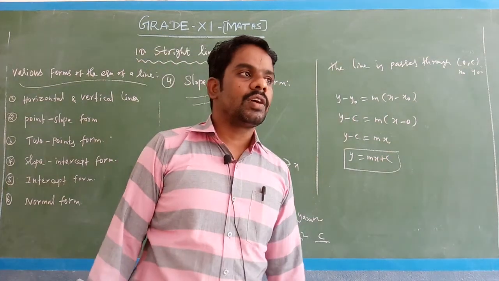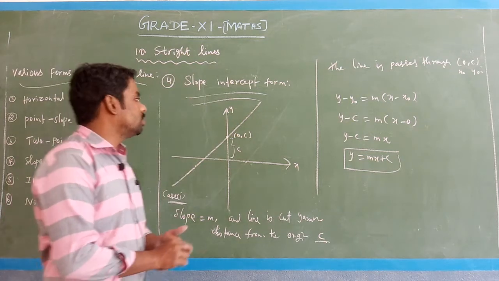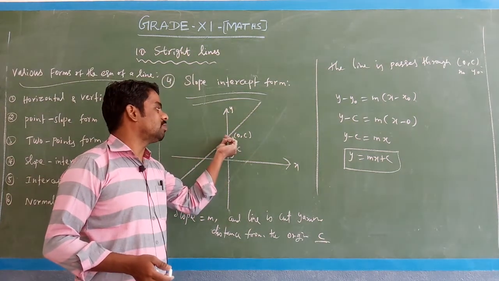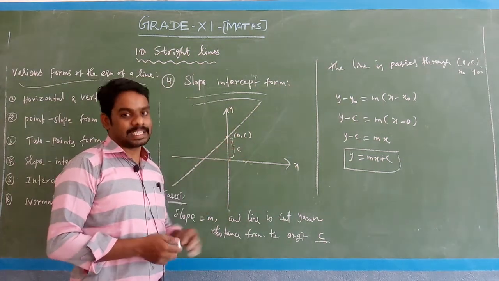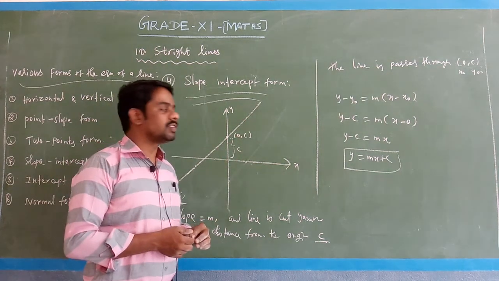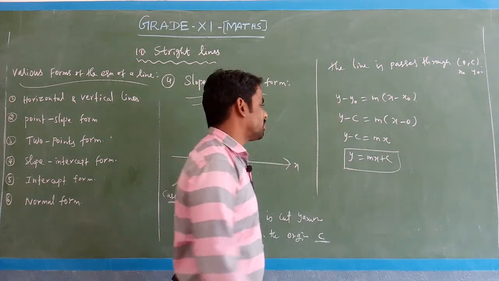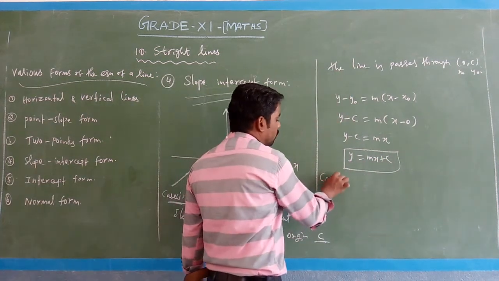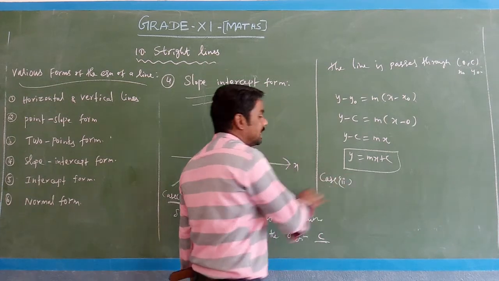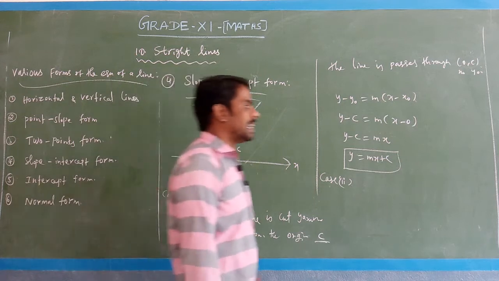So the equation of the line passing through 0 comma c, that is, cutting the y-axis with y-intercept c, is y equals mx plus c. Suppose case 2, this line cuts the x-axis.